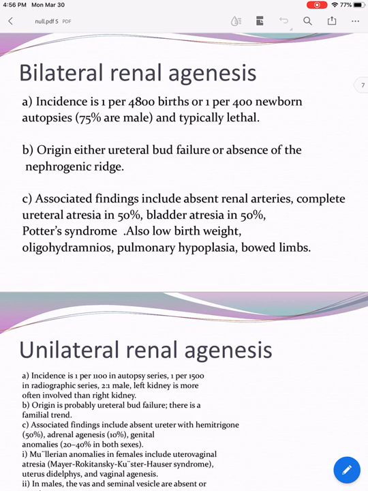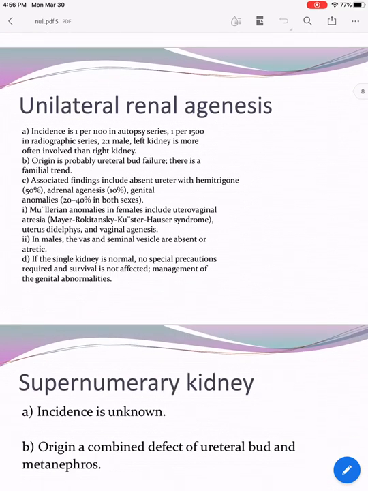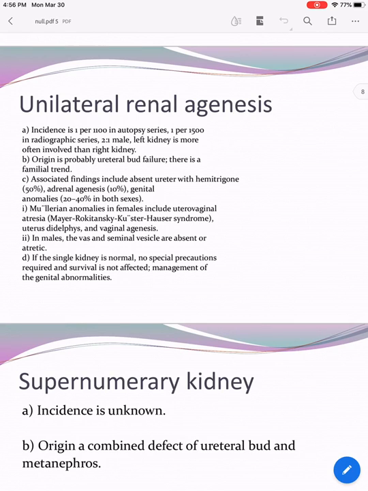These features are not specific or pathognomonic for bilateral renal agenesis, but they indicate severe affection during fetal life, like a severe renal or hepatic disease during fetal life. Another example is unilateral renal agenesis. It occurs in about 1 in 1,250 live births, approximately.